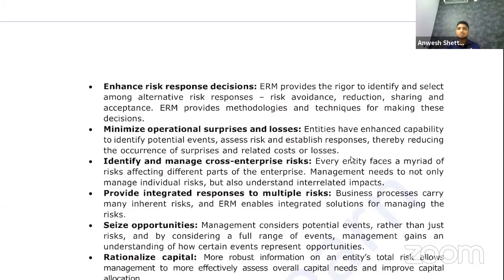Provide integrated responses to multiple risks. That is the same continuation of the previous point. You don't just look at responding to individual risk. Instead, you come up with a strategy to mitigate all the risks affecting all the departments. And the next one is seize opportunities.